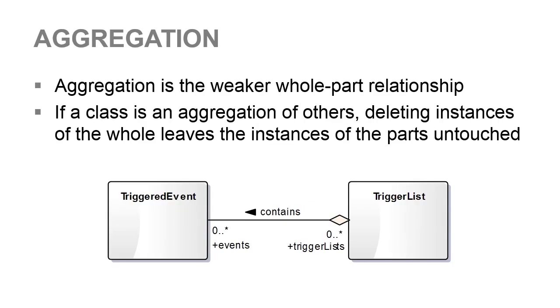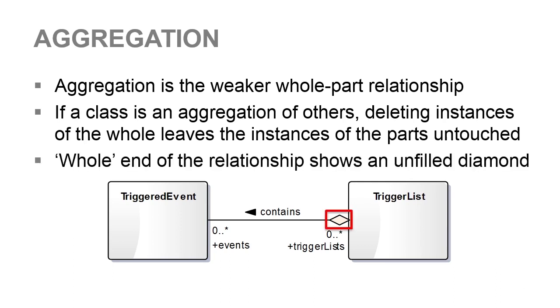In UML, aggregation represents the weaker kind of relationship. In our home automation system, a trigger list is made up of a number of triggered events, but the triggered events can belong to more than one trigger list, so can exist independently of any particular trigger list. So this is represented by an aggregation relationship. We show the aggregation relationship with the unfilled diamond shape at the end of the whole. That is the class that's made up of objects of the class at the other end of the relationship.